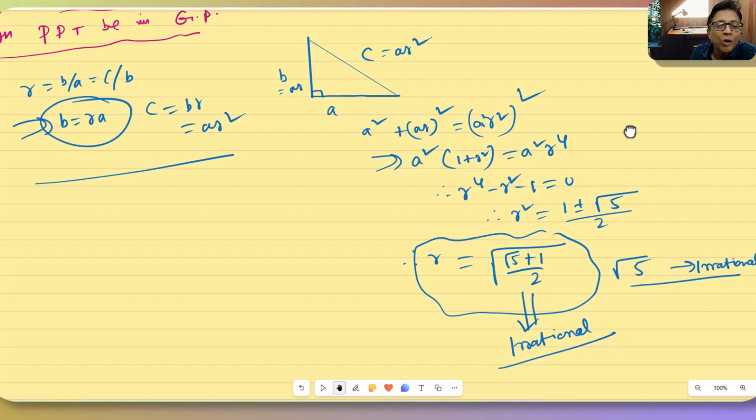So there cannot be any triangle whose sides are in GP. I mean any right angle triangle whose sides are in GP. PPT is a different issue. But they cannot form the sides of a triangle if numbers are in GP, because the most important property is that they must be all natural numbers. Alright?